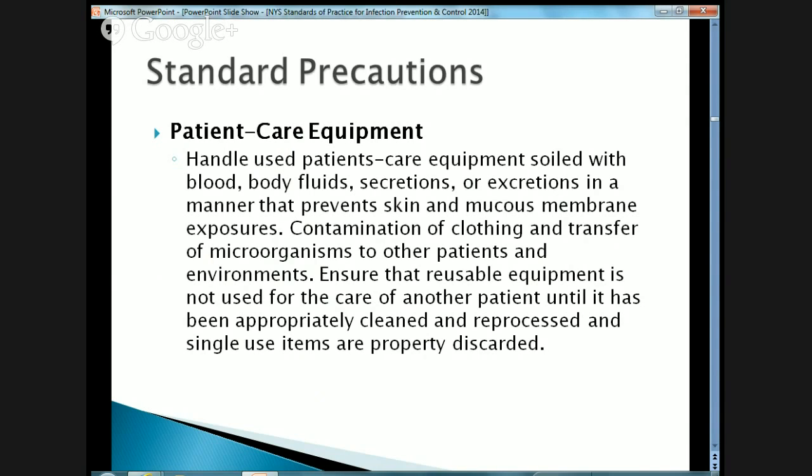Patient care equipment needs to be cleaned between patients. It's difficult. That's why in the hospital we have bleach wipes and spray top wipes in the hallways and in patient rooms, so the equipment can be cleaned.